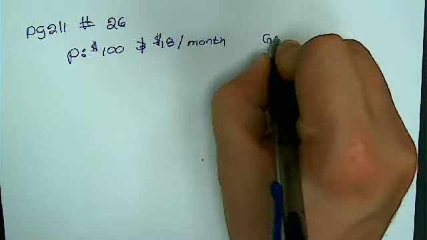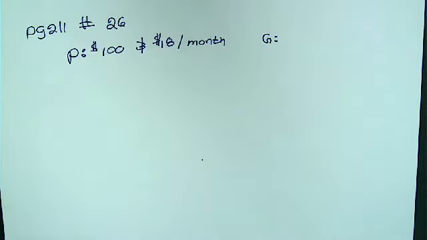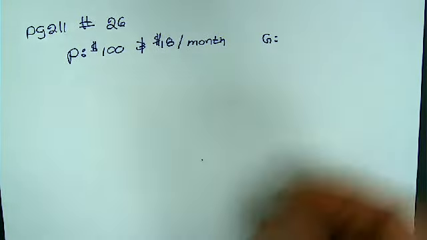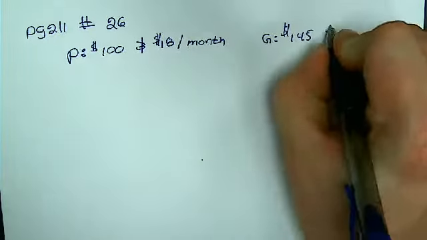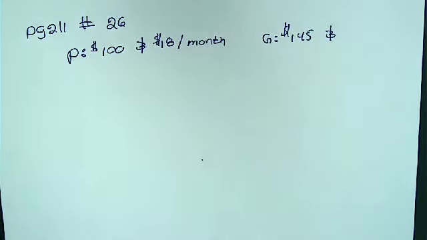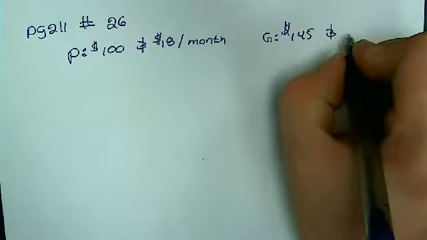Gil, because Gil is such a popular name these days, has $145 to start with. So he has $145, and he earns $15 per month. Kid needs a better paper route.